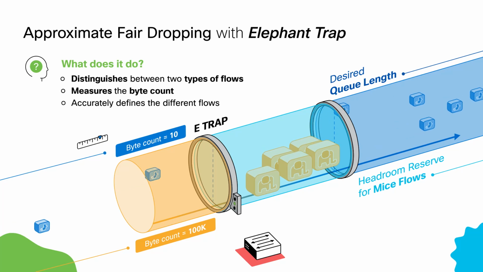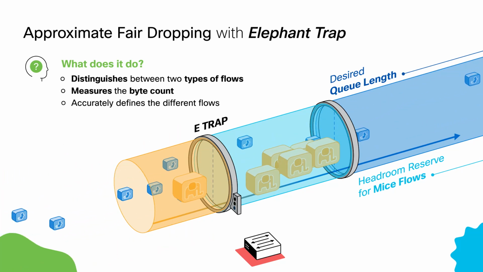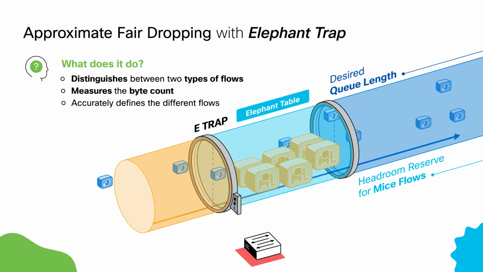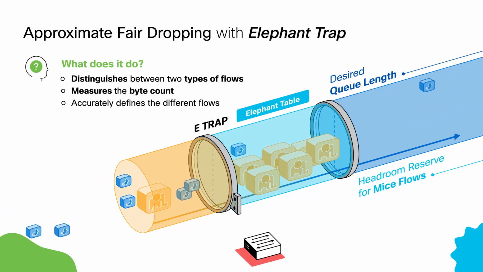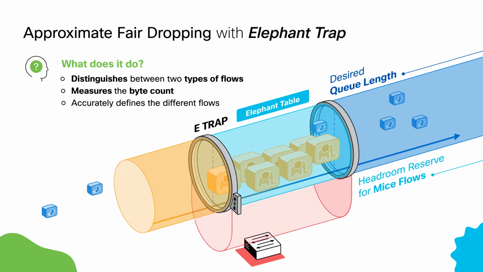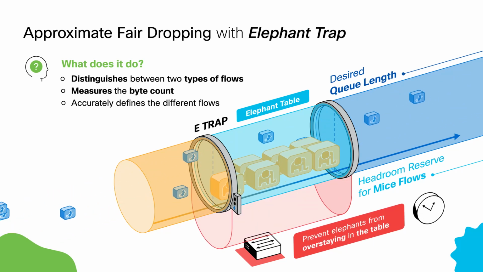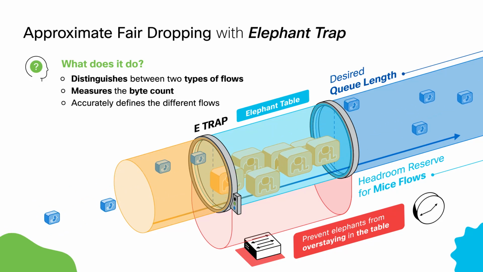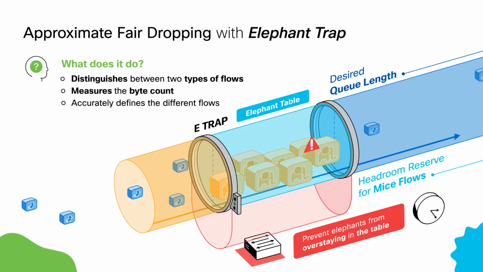Then what happens? The elephants need to be separated. This is where you have an elephant table. An elephant table is actually that separate trap where you keep all the elephants. Remember, the main challenge is to prevent elephants from overstaying in that table. When did you arrive and how long have you stayed in the table is the way to measure the danger of an elephant flow.